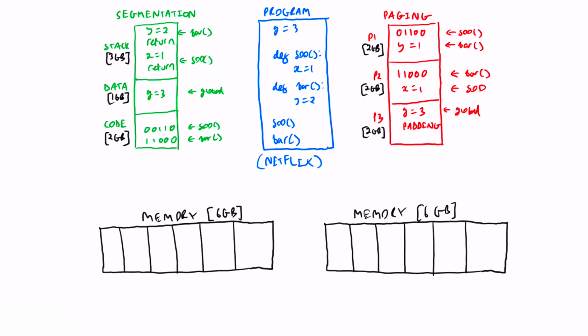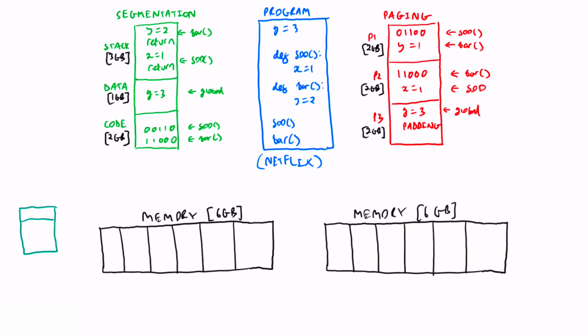So let's take a look at what our program looks like in memory when the operating system uses segmentation to divide our program into segments. So we have our program Netflix, but let's say before running our program, we were running another program, let's say YouTube, because we downloaded the YouTube app.